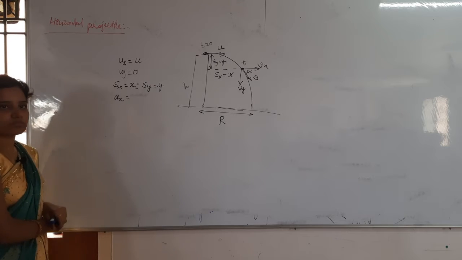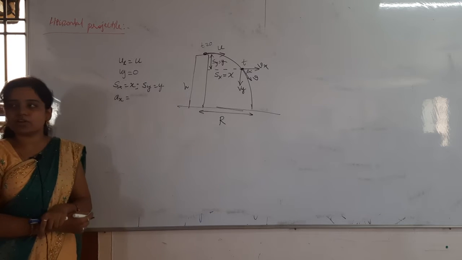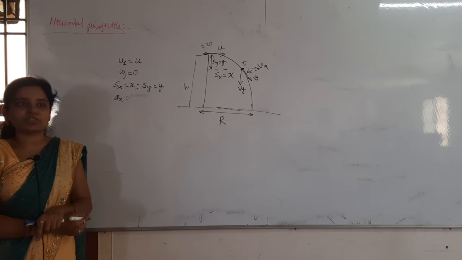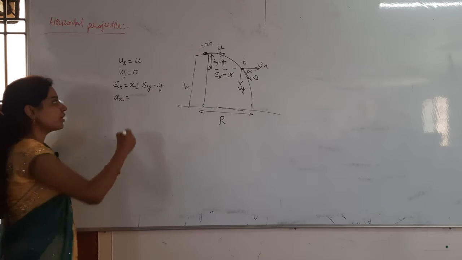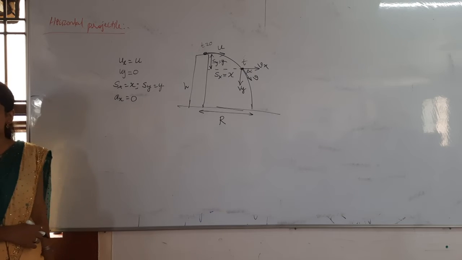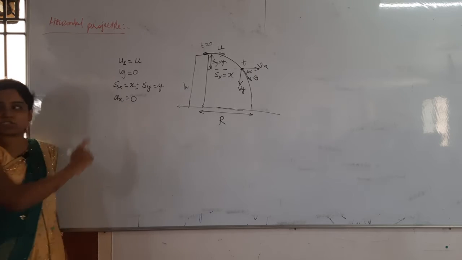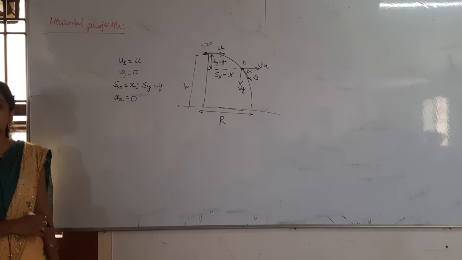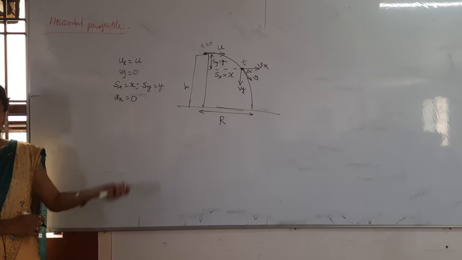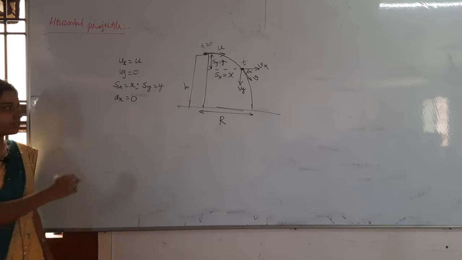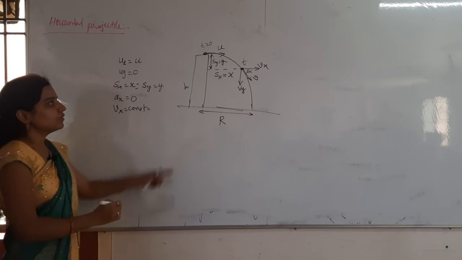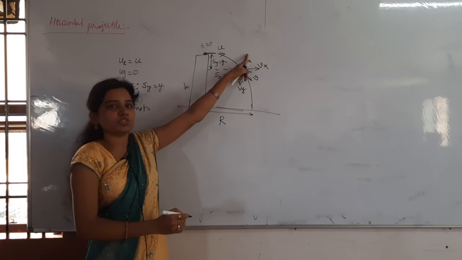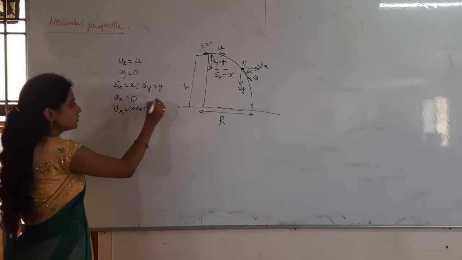And then ax is equal to how much? Again the body is moving under what? Gravity only, gravitational force only. So gravity will act in which direction? Downward direction. So along the x-axis there is no acceleration. If ax is 0, what happens? Vx will be how much? Vx is constant always. Horizontal velocity is always how much? U only. So that is U.